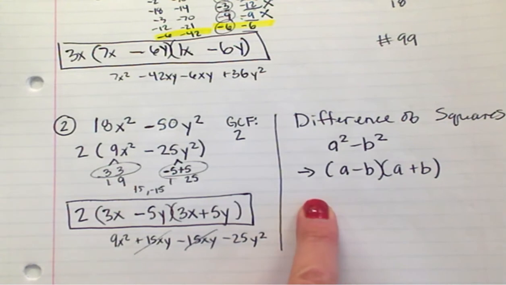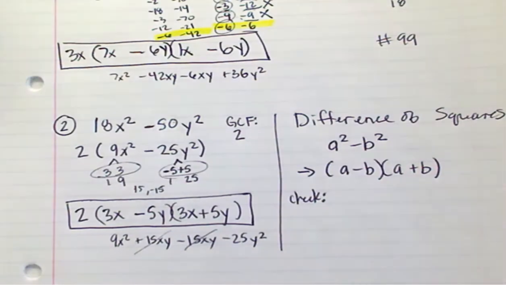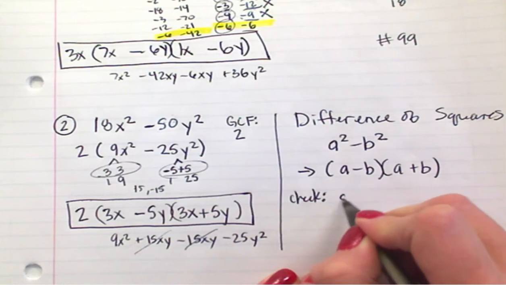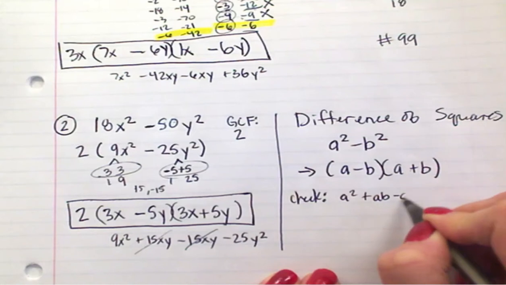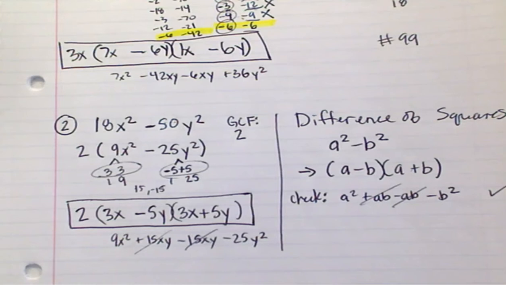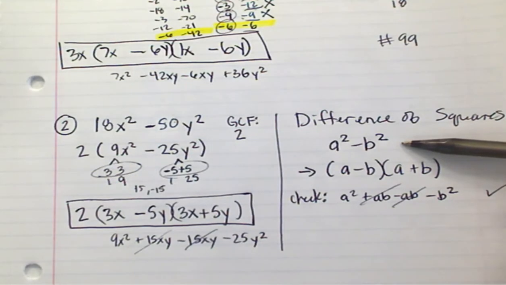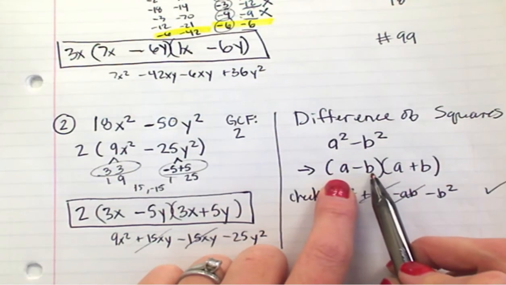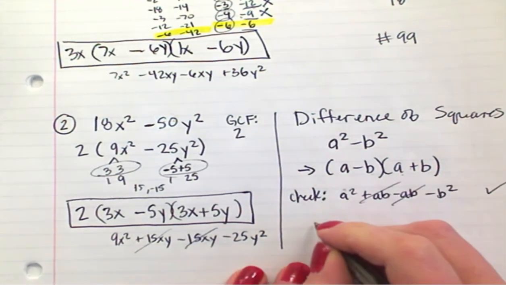I want you to foil this. I want you to check. That means foil it. See if you actually get the beginning line. Yes, it checks. So, if you start with perfect squares, you can use the square root to help you factor, which is the same number.